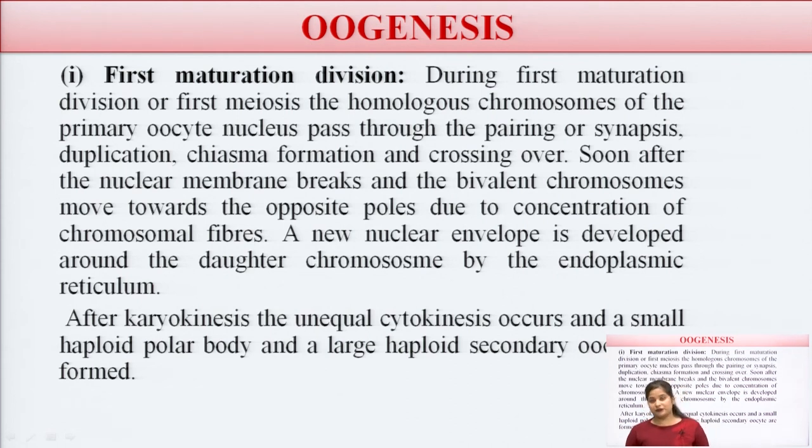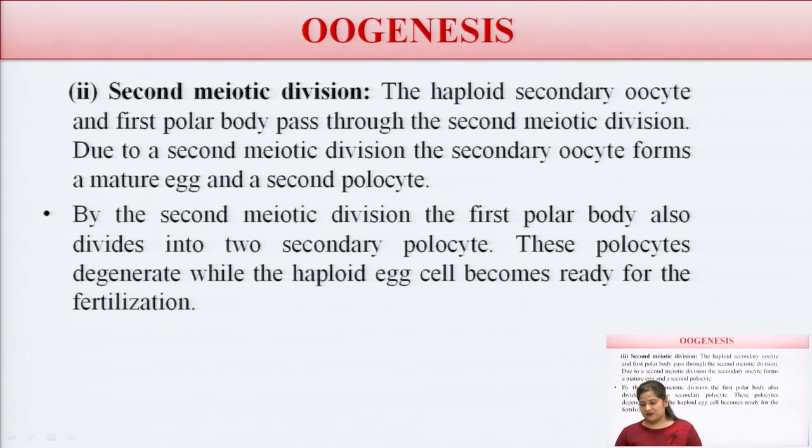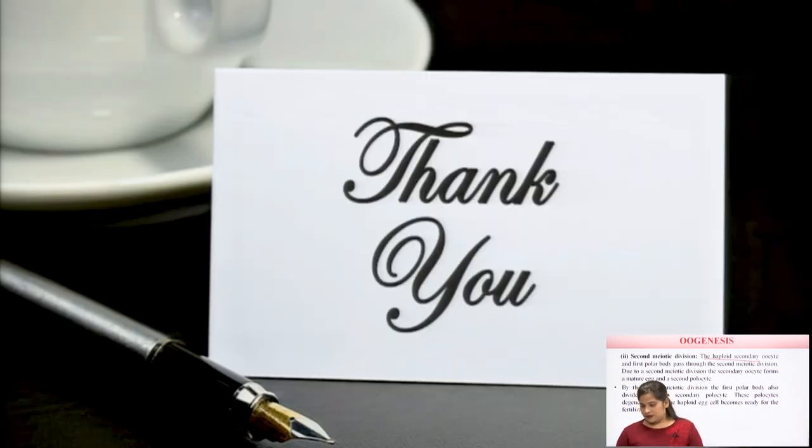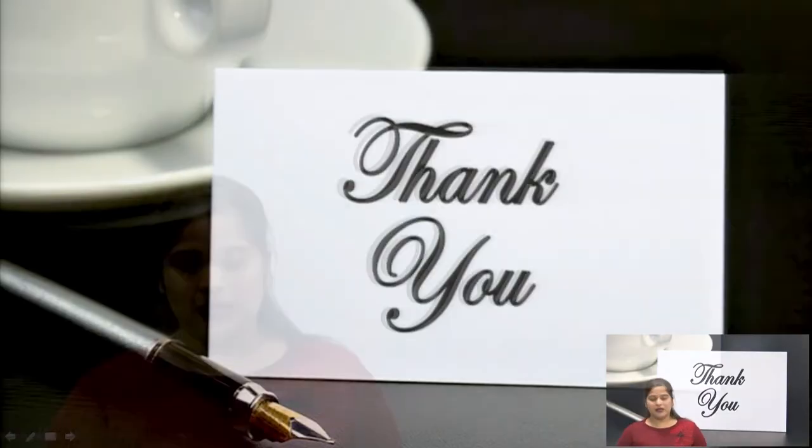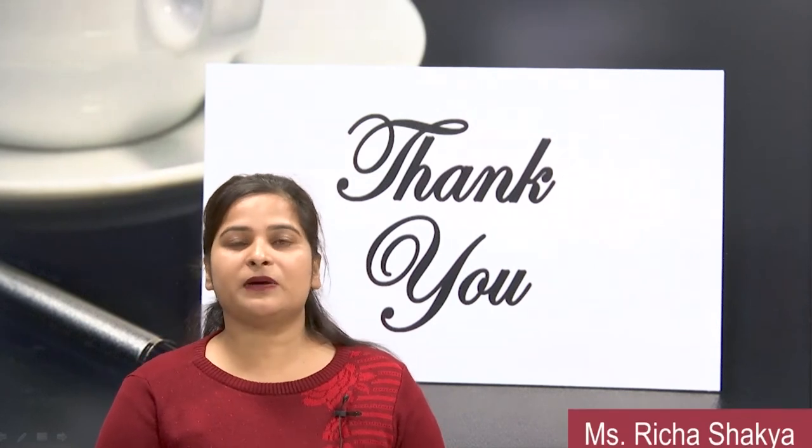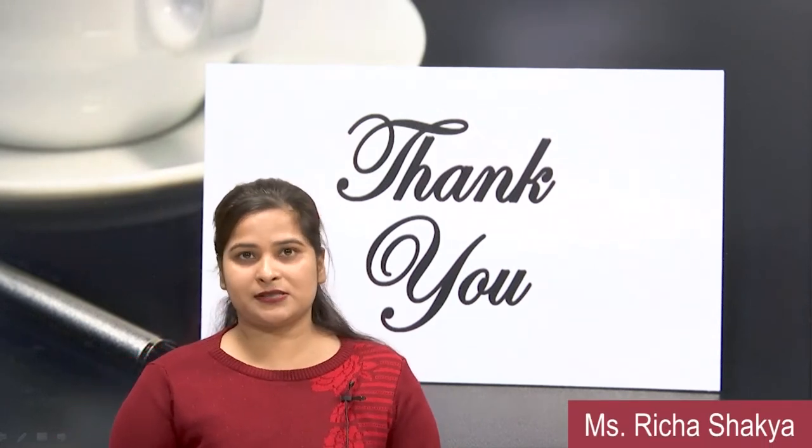In the previous slide, I showed the flow chart of how the first meiosis division occurs. This is the second meiosis division, where the haploid secondary oocytes are formed. They form new haploid cells, and when they fuse with the sperm, they form the zygote. So, this is all about the process of spermatogenesis and oogenesis.